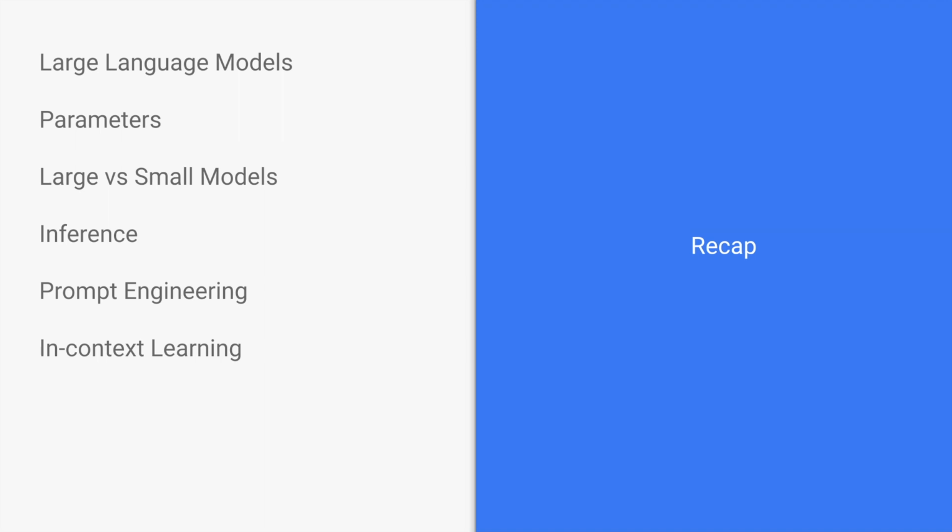All right, let's conclude this video by doing a quick recap of what we've learned so far. We started off by defining what a large language model is and talked about how the number of parameters determines its size. We then learned the differences between large and small models and how they can be applicable for specific use cases. Following that, we explored prompt engineering and the different considerations when working with prompt engineering for LLMs. Finally, we learned about in-context learning and saw examples of zero-shot, one-shot, and few-shot inference.